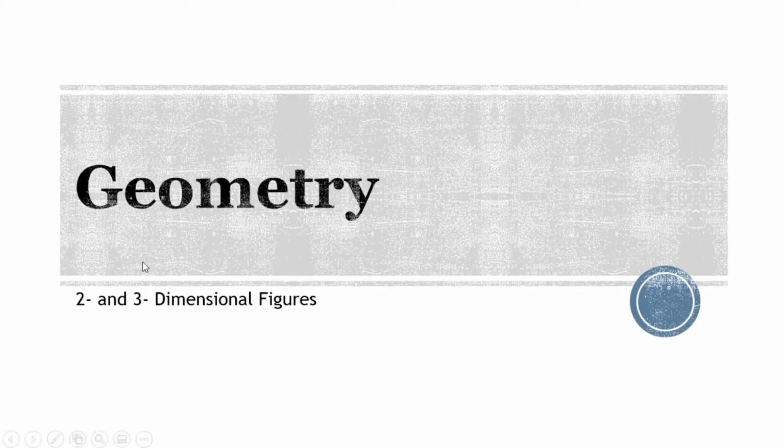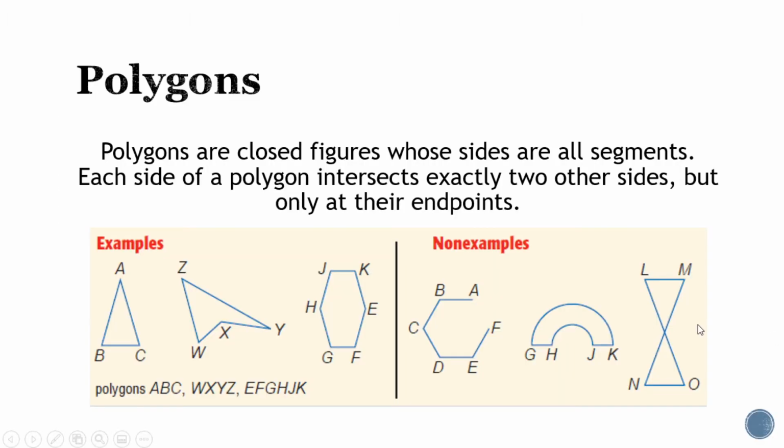Okay, so geometry. We're going to be talking about polygons, and the key is polygons are closed figures whose sides are all segments. Each side of the polygon intersects exactly two other sides, but only at their endpoints. Okay, so you see that there are lines intersecting, but only at the endpoints.